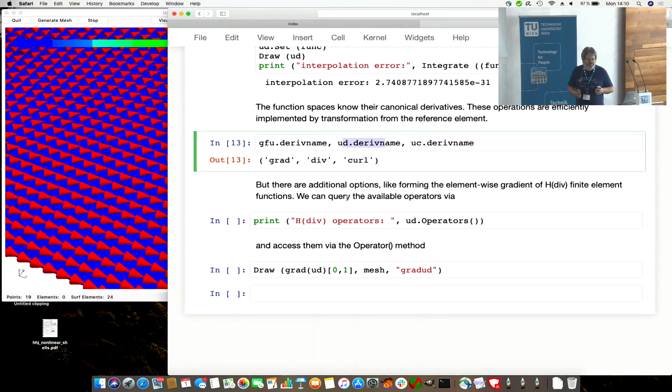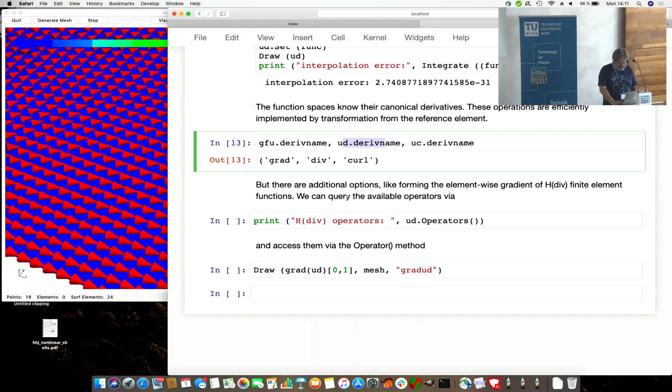But you can do even something more. So for example, for H1 functions, the polynomials on the elements, you can also form second order derivatives. You can compute the Hessian matrix on the element. What is needed for some elements, for error estimates, for example. And also for some methods we will see later on, they use the H-div function space, but we need the gradient on the element.